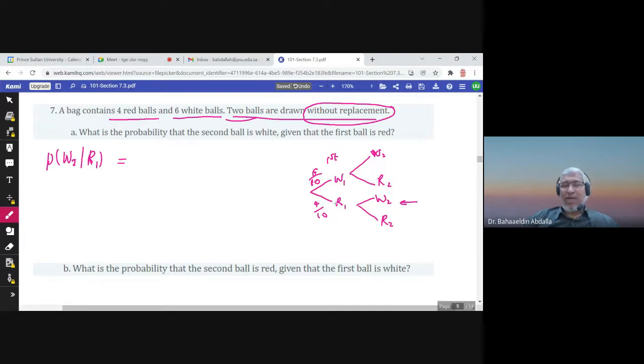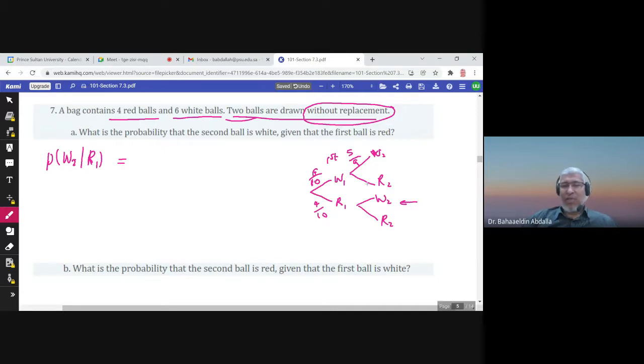So now we selected a ball and the number of balls is not 10. The number of balls is 9. So what is the probability that we select now another white ball given that the first is white? Well, I have 9 balls and the number of white balls is not 6 anymore, it is 5 because we selected one white. So the probability of selecting a white ball in the second draw, given that we selected a white ball in the first draw, is 5 over 9.